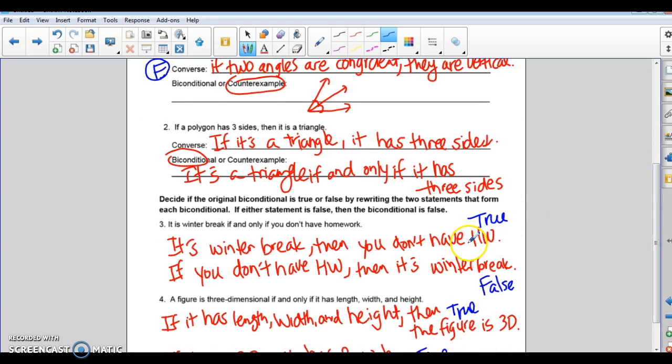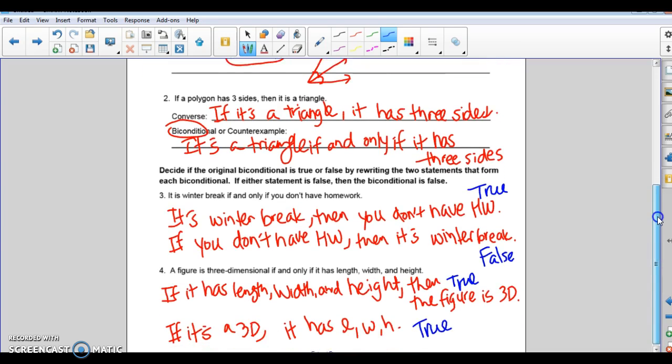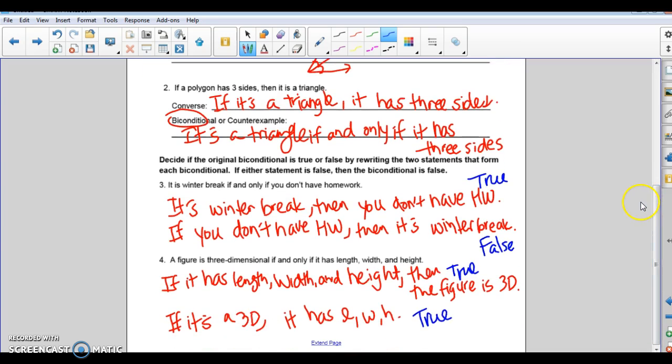Number 3, we break it into the conditional statement and its converse. The conditional statement was true, but its converse was not true, because if you don't have homework, that doesn't mean it's winter break. It can be summer break, it can be holiday break. Just thinking about break makes me happy, but anyway, it's a false statement, so you can't make this a biconditional statement. Number 4, when you break it into the original conditional statement and its converse, both of them are true, so your biconditional statement was true. All right, let's move on to the next page.